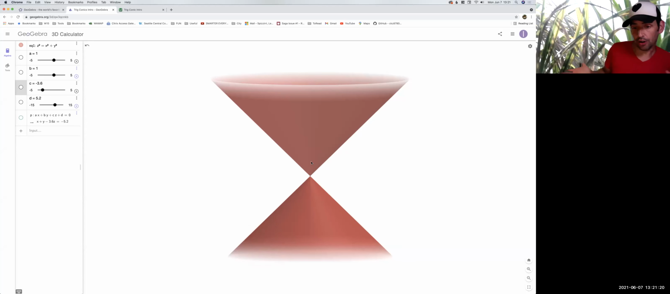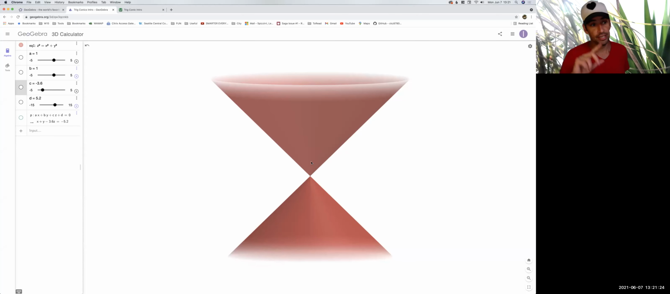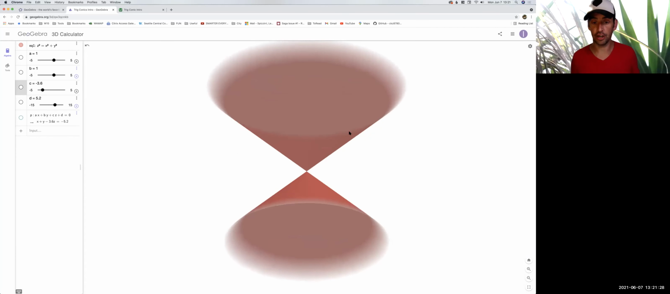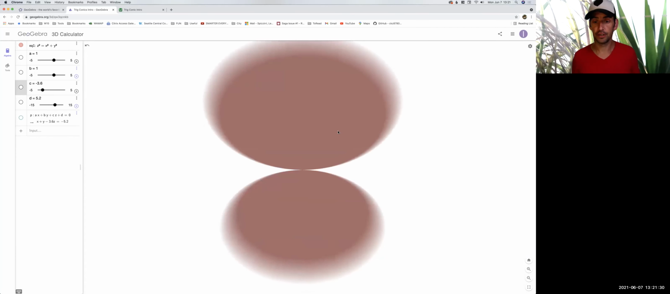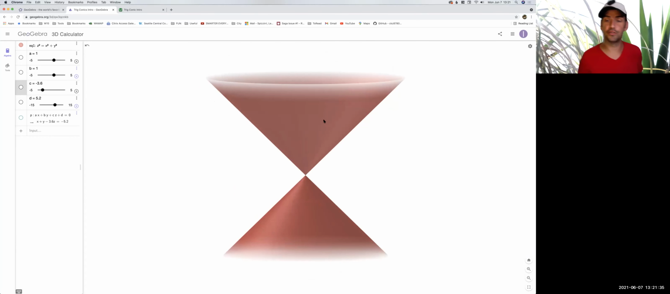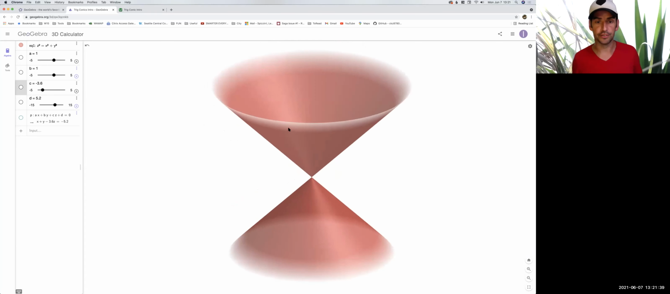So we call these conic sections because one way to arrive at them is to start with a cone. So here is a cone in 3 dimensions, right? So it's a 2-dimensional surface in 3-dimensional space. You can probably imagine what this shape is. I hope it's clear from this.